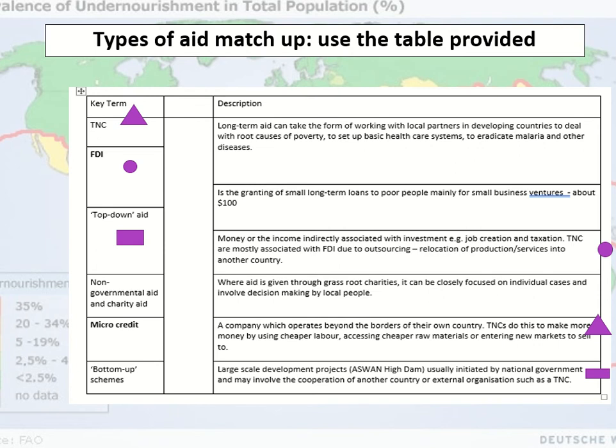Large-scale development projects like the Aswan High Dam. We're going to actually look at another dam project for our case study here. Non-government aid is there. Microcredit is a good example of a bottom-up development project. And other bottom-up schemes can be any time where aid is given through grassroots charities focusing on individual cases rather than focusing on big projects like a huge dam. This helps a small village, a small location. Okay, so there are all your key terms matched up, all right?